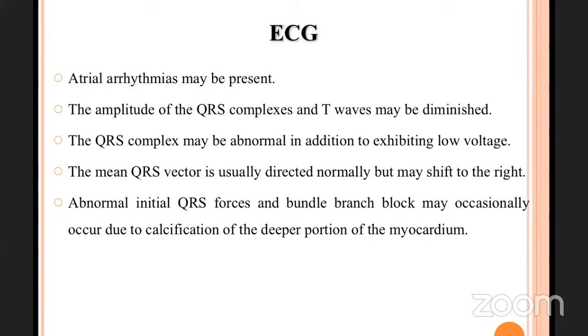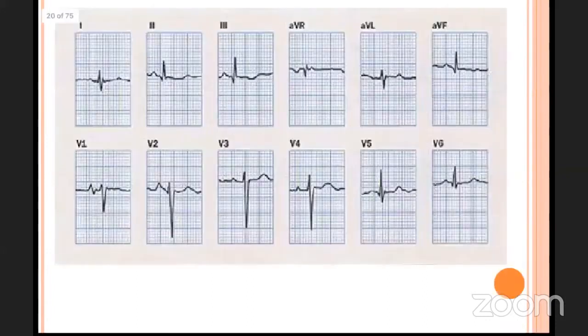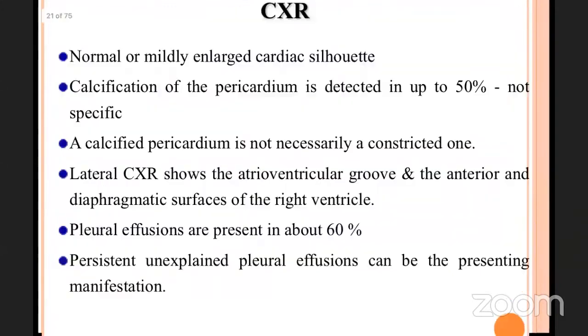So this is one of the classical ECGs wherein you can see that it is normal, non-specific, no low voltage, and generalized T wave changes are also not there. But this is the usual type of electrocardiogram that is available to you in this differential diagnosis.